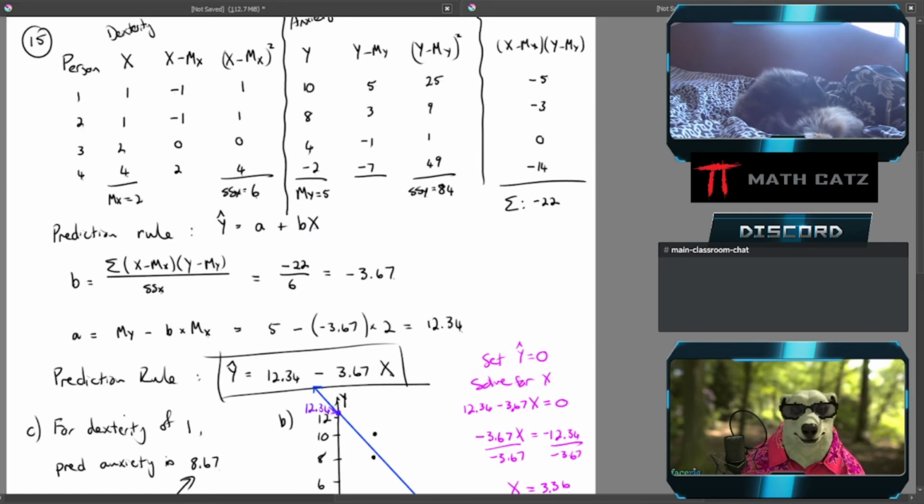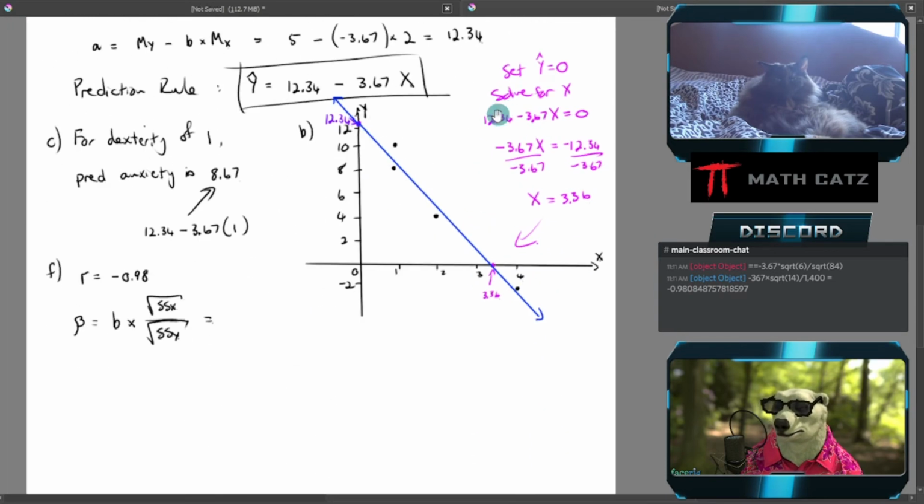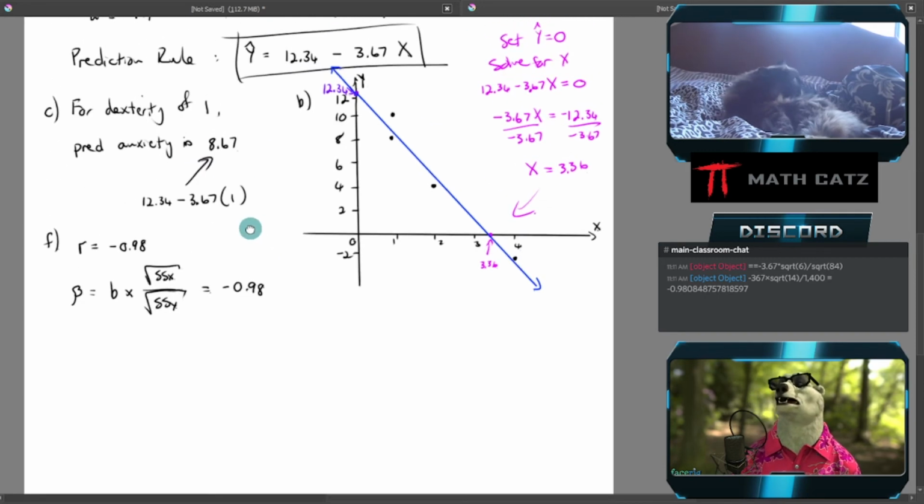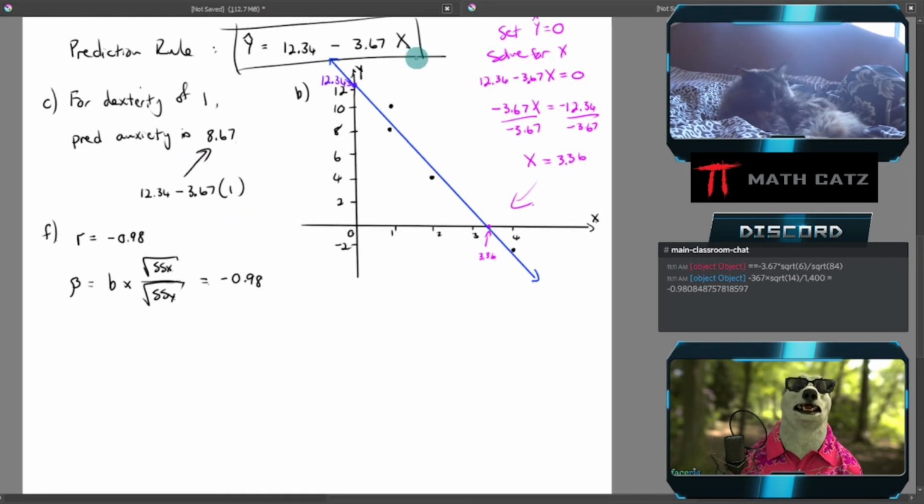All right, so square root of 6 divided by square root of 84. And we get our negative 0.98. And these will be the same in the case where I have one predictor variable x, which is certainly the only case I can handle by hand.